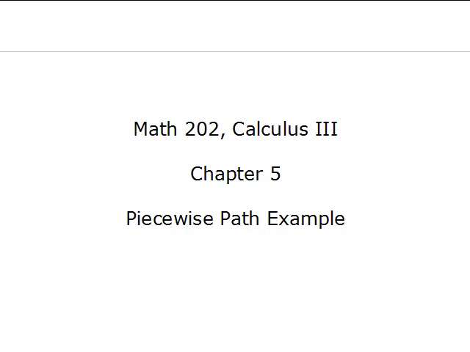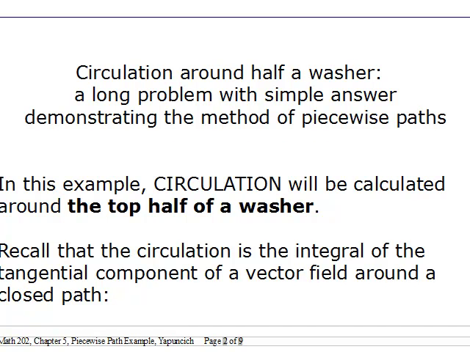This is lecture 9 for chapter 5 of Calculus 3. In this lecture I'll give the example of a piecewise path line integral of a vector field. In the previous examples the paths were fairly simple so that they could be parameterized by just one function. In this case it's going to require 4 functions to parameterize this top half of a washer. And we'll look at the circulation around it. Could look at the flux, but we'll just look at the circulation.